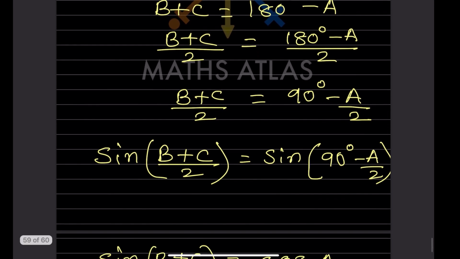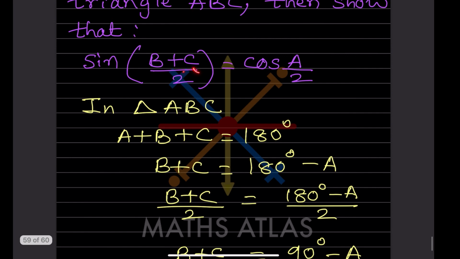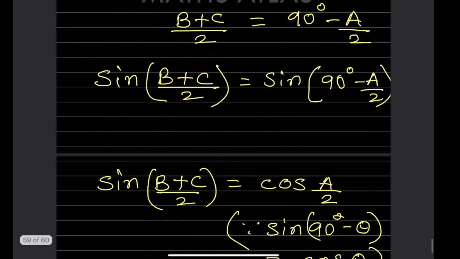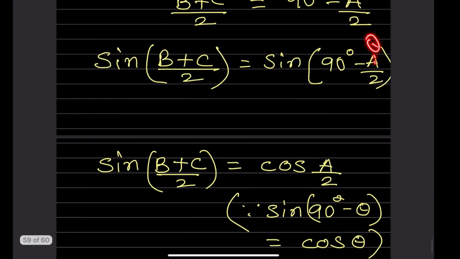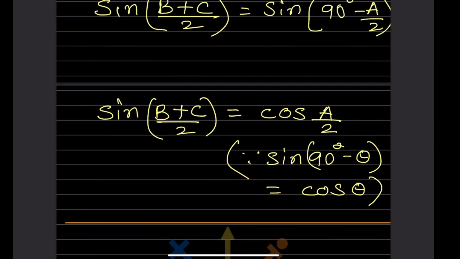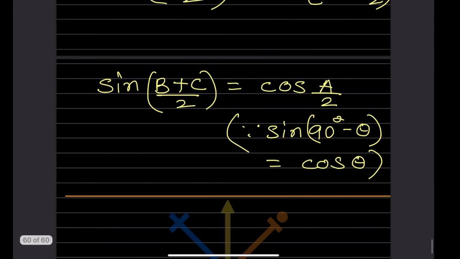So now we can say that (B plus C) by 2 is equal to 90 minus A by 2. So first, sine of (B plus C) by 2 is equal to sine of (90 minus A by 2). Now sine (90 minus theta) is going to be cos theta, where theta here is A by 2. I have written the formula also here: sine (90 minus theta) is cos theta. So that is proved. Hope you got this one.